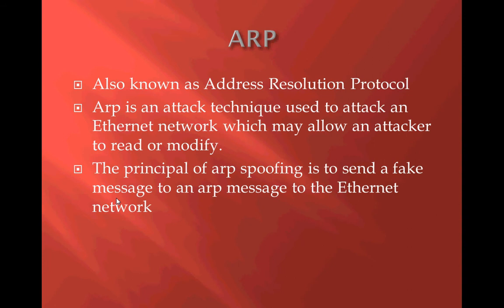ARP, also known as Address Resolution Protocol. ARP spoofing is an attack technique used to attack an Ethernet network, which may allow an attacker to read or modify data. The principle of ARP spoofing is to send a fake ARP message to the Ethernet network.